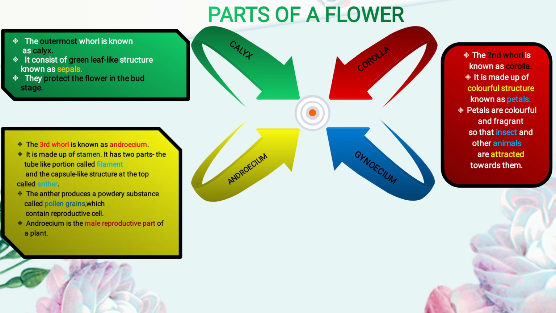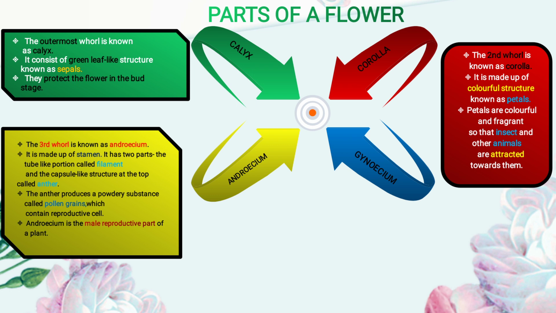Now the third is known as androecium. It is made up of stamens. Androecium is a male part. The stamen, the male part, has 2 parts. The long portion is called the filament and the capsule-like structure at the top is called anther. The anther produces a powdery substance called pollen grains. The male gametes are known as pollen grains, which help in fertilization.